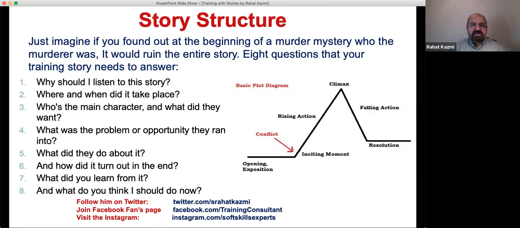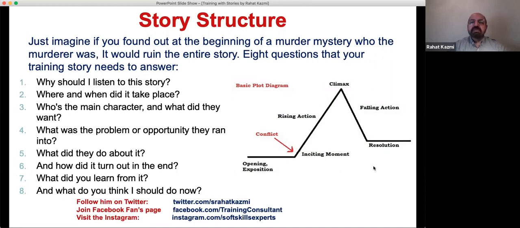So guys, first of all, from the diagram, we have the opening exposition. Then we need to show a conflict, and when you show a conflict, it creates the inciting moment. If you watch a movie, all of a sudden you see the movie starts with a murder. Somebody is brutally killed, and then the whole story is about finding out what happened to that person. They show the conflict at the beginning, then you go through the different phases, different chapters, and then you know exactly what went on.